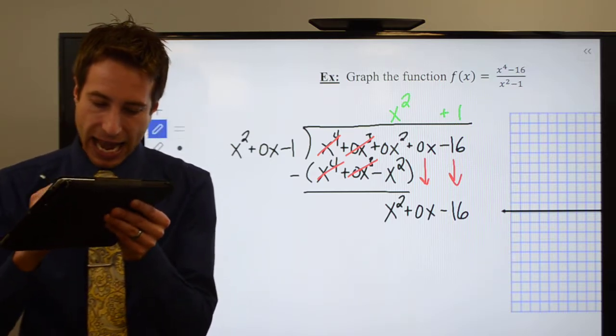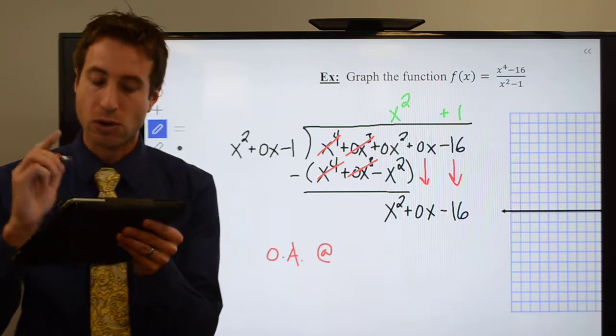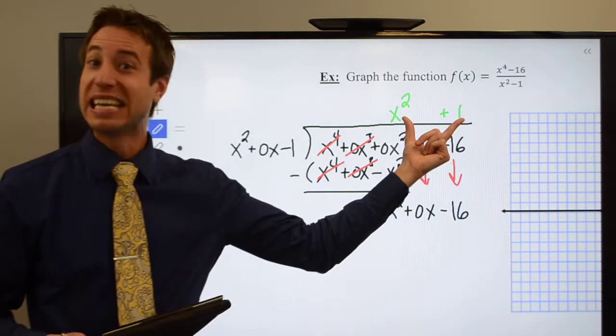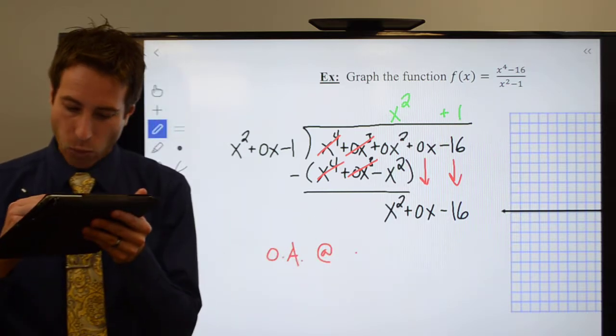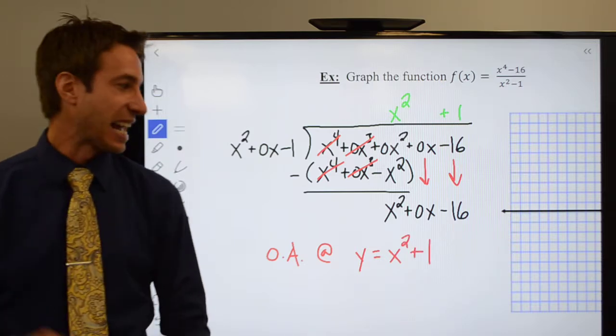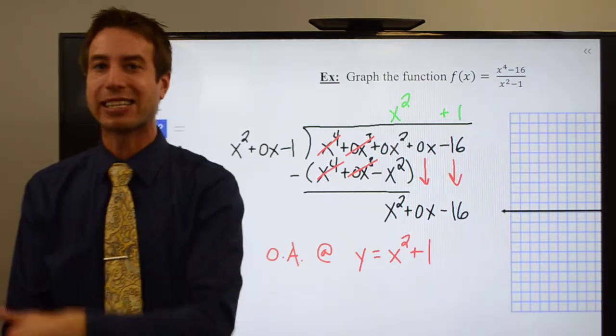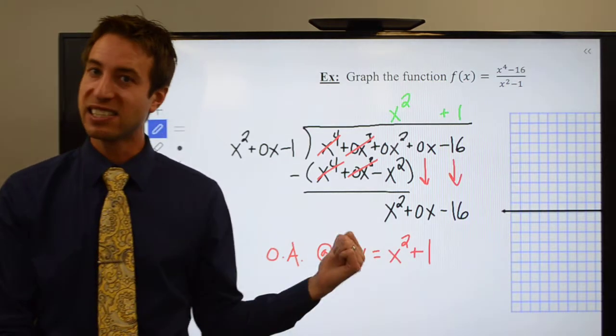My oblique asymptote is at, remember, the quotient is your oblique asymptote. It's y equals x squared plus 1. And I love this because now we get to go back to chapter 4 where we graph quadratics. This is an x squared.